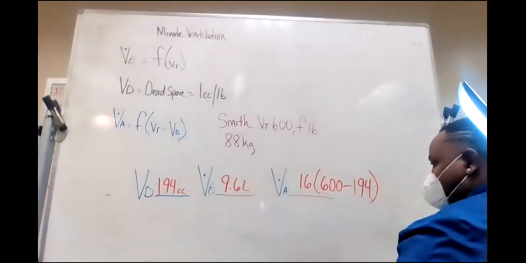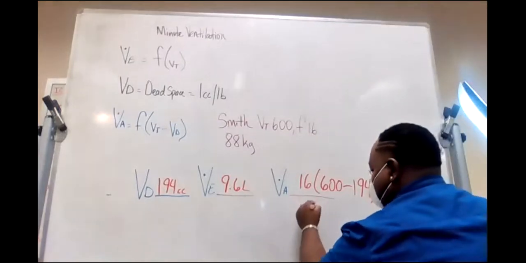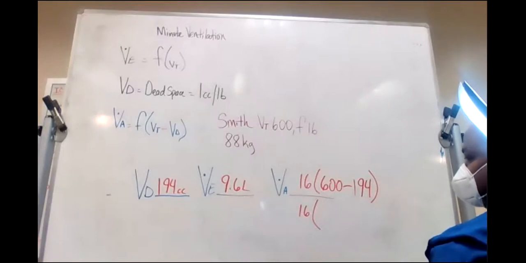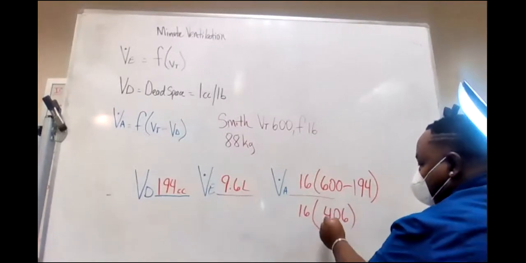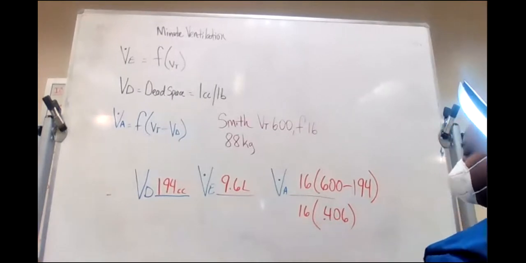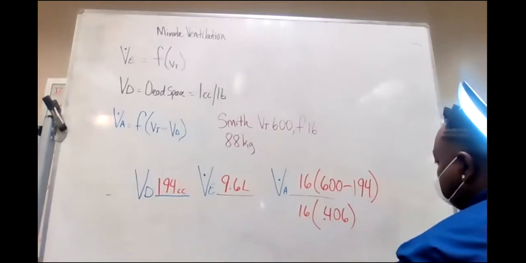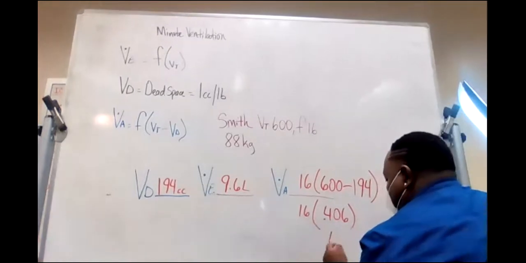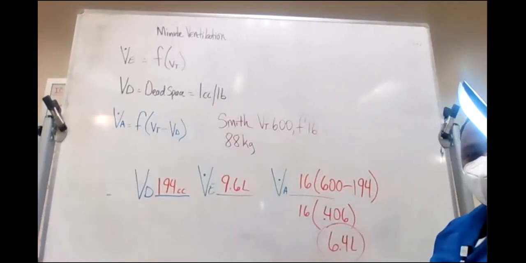Okay, so now let's break it down. What's in parentheses first? So let's bring the 16 down. Times. What's 600 minus 194? 406. Now I'm ready to multiply. I can change it to a decimal. So 16 times 0.406 is what, Talisha? 6.4. Or somebody got 6.5. Either one. 6.4 liters. That's how you do it.